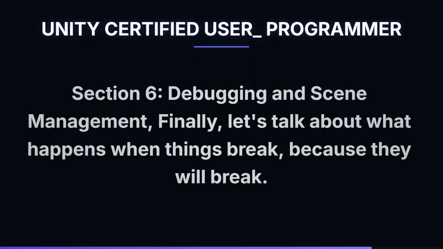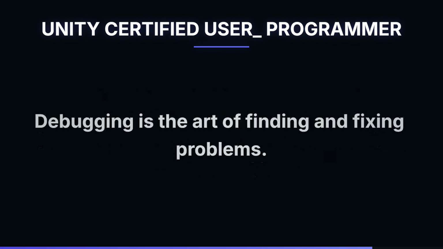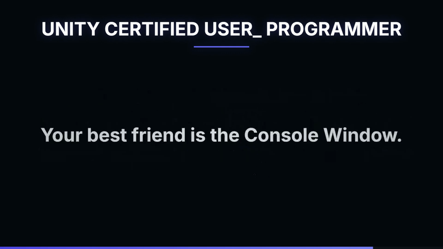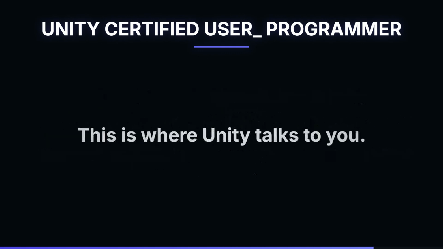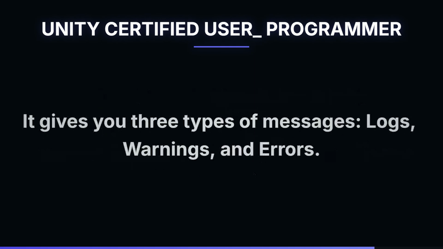Section 6. Debugging and Scene Management. Finally, let's talk about what happens when things break, because they will break. Debugging is the art of finding and fixing problems. Your best friend is the console window. This is where Unity talks to you. It gives you 3 types of messages: logs, warnings, and errors.